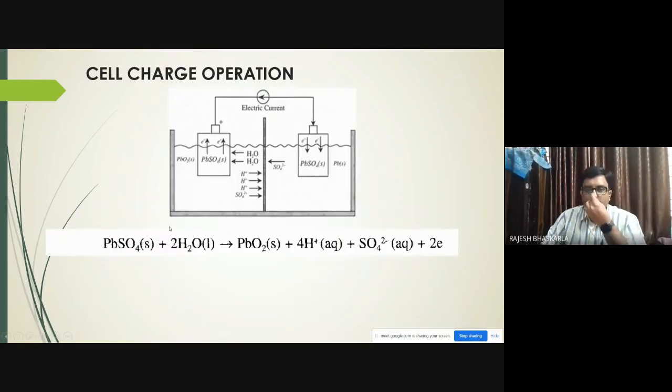See here what is happening. PbSO4 plus 2H2O is splitting into PbO2 plus this plus electrons. Where are these electrons released? Where is this chemical reaction happening? This chemical reaction is happening here. Earlier, this had released to this. But now what is happening? This has released these materials.